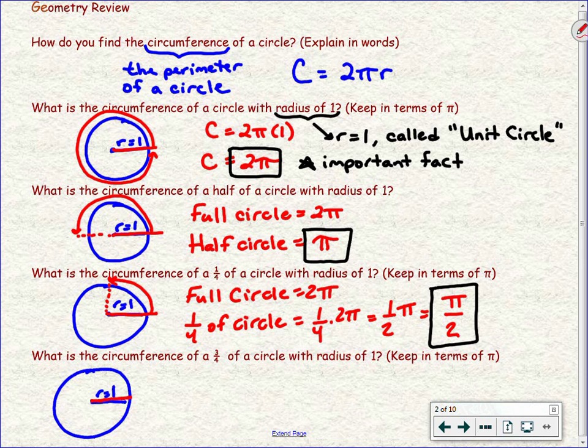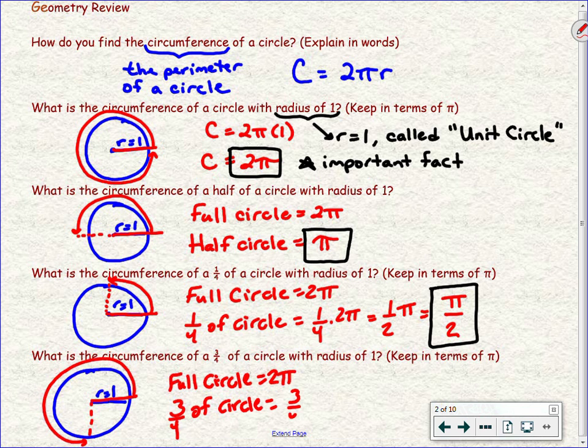So if we start here in our standard position, right there's 3/4 of the way, we're going all the way around. And if our full circle is 2 pi, 3/4 of the circle equals 3/4 of 2 pi, which is 6/4 or 3/2 pi. And again, this is going to be one that you will use so often that you're going to have that memorized.